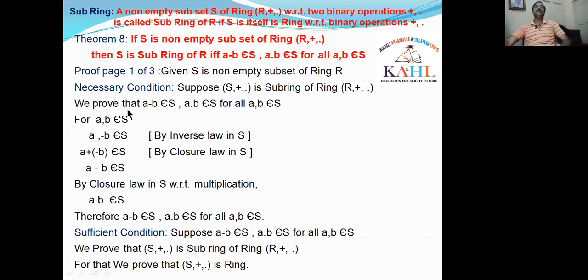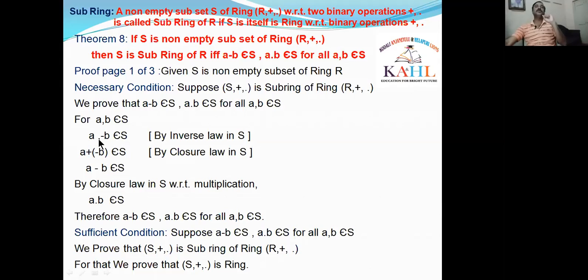What is S? S is a subring. Subring means itself is a ring. Itself is a ring means it satisfies S plus abelian group, S dot semigroup, distributive laws; all these conditions are satisfied in this S. So S plus is an abelian group. In an abelian group we have 5 laws. What are they? Closure, associative, identity, inverse and abelian. By the inverse law, b belongs to S means minus b also belongs to S. Here a belongs to S, minus b belongs to S.